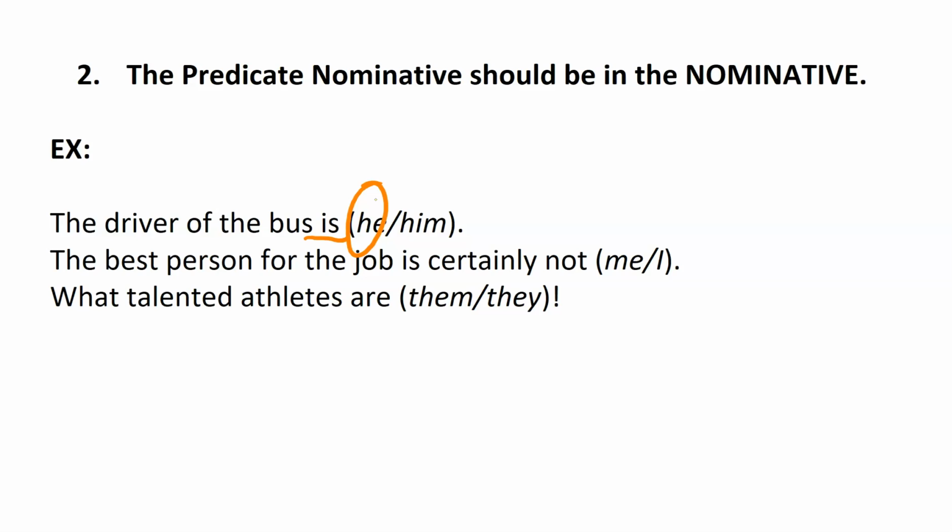The best person for the job is certainly not me, or certainly not I. Okay, again, same linking verb here, is. So this is the predicate nominative, and we would go with I. What talented athletes are them, or are they? Well, again, this is a linking verb, are, so we would actually say they. So here are the 3 answers.